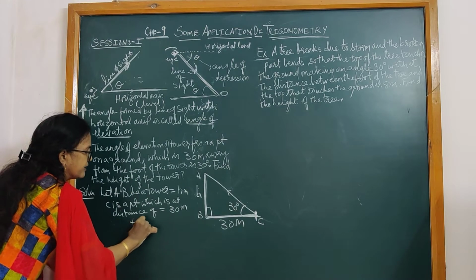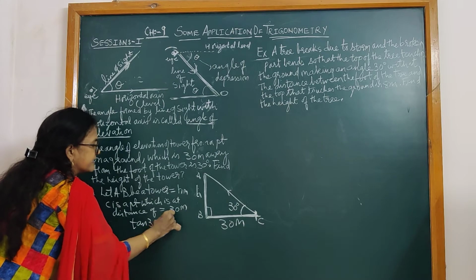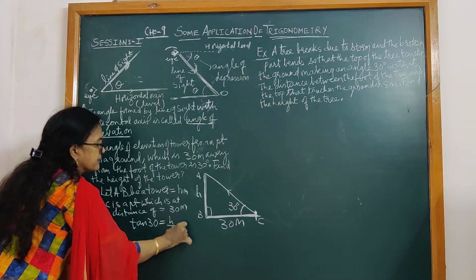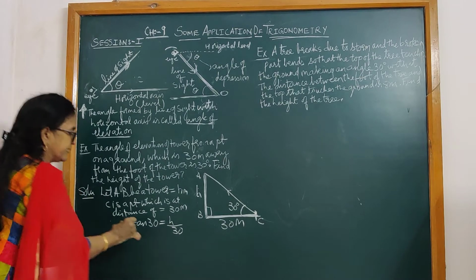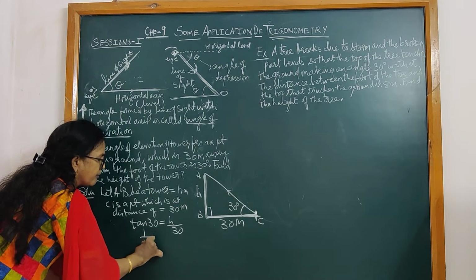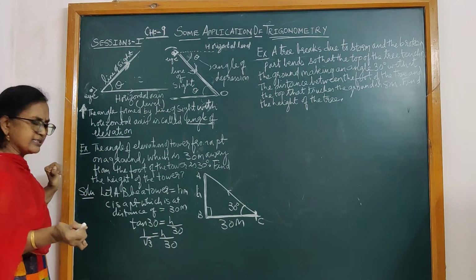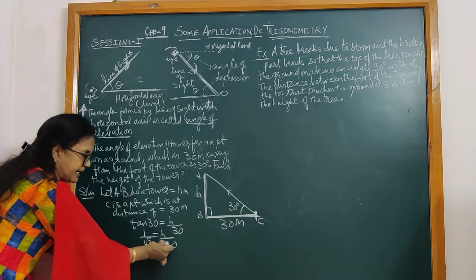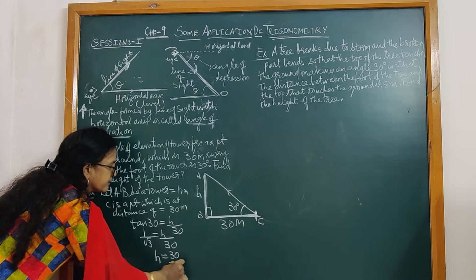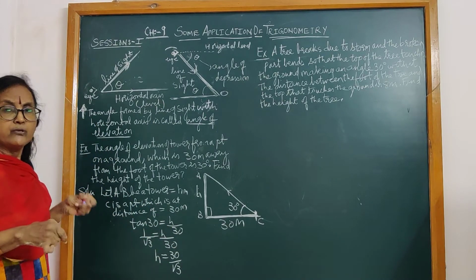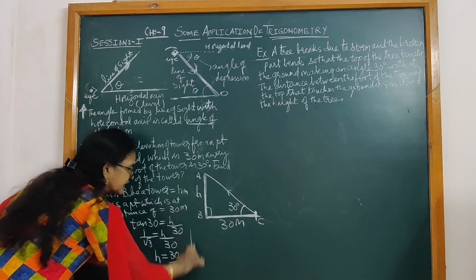So we will write down tan 30 is equal to opposite upon adjacent, that is H upon 30. Now the value of tan 30 is 1 upon root 3. So keep the value 1 upon root 3 is equal to H upon 30. Now just you have to solve it, cross multiply it. So H will become 30 upon root 3. You know that in the denominator we don't keep an irrational number, so we will rationalize it.